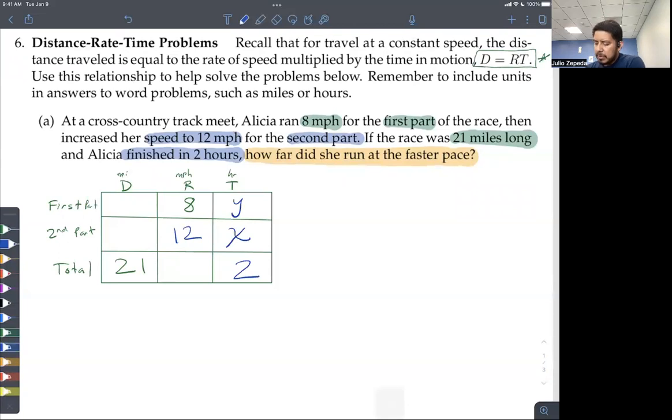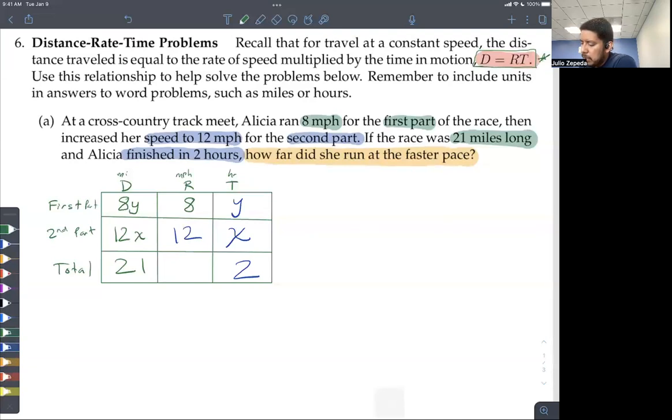And so now we go back to our equation, distance equals rate times time. So the distance that she ran in the first part was she ran 8 miles per hour for y hours. So she would have run 8 times y miles. Then the second part similarly will be 12x miles. And now we know that the race was 21 miles long.